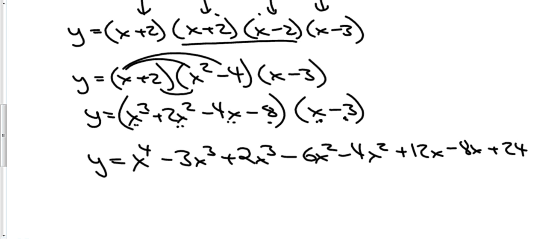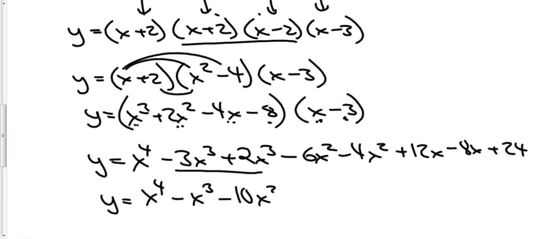And now you notice that there are some terms that are alike. So all I'm going to do is add those like terms together. We have x to the fourth, because that doesn't combine with anything. These two go together to give me minus x to the third. Of course, remember, when we combine things that have the same exponent, only the coefficient in front changes, not the exponent. Minus 6x squared minus 4x squared gives me a minus 10x squared. Plus 12x minus 8 gives me a plus 4x and a 24.